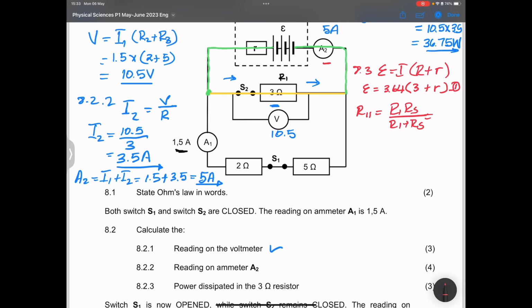So that's going to be 3 times 7 divided by 3 plus 7. 3 times 7 is 21, 3 plus 7 is 10, so 21 divided by 10 will give us 2.1. So the effective resistance of this entire parallel combination is 2.1. The total current was 5 amperes. So the EMF would be equal to 5 into 2.1 plus the internal resistance. That's my equation 2.